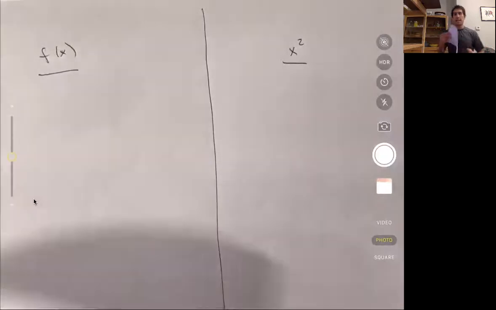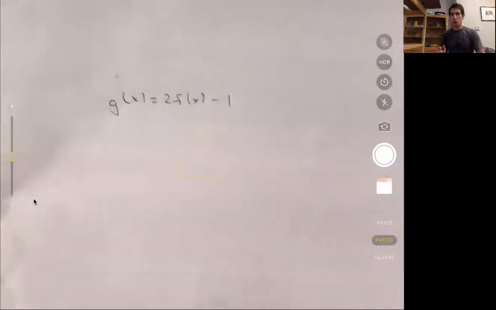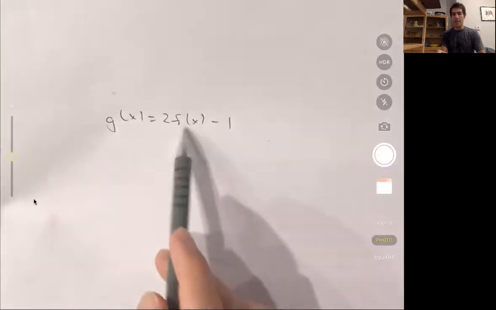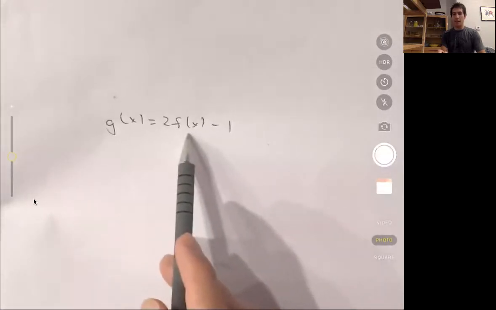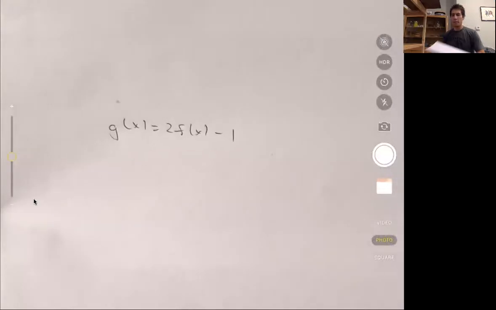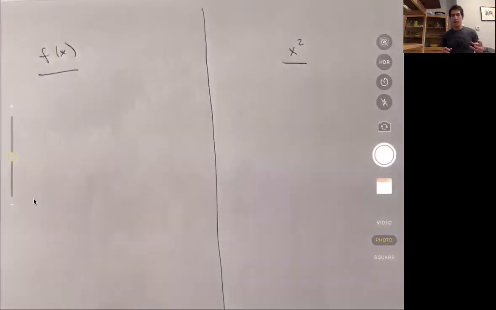So if I'm creating a function, I need to tell you what the rule is. Like in this example, the rule was I'll take my input, I'll evaluate f at that input, and then I'll double it and subtract 1. So that was the rule. For this example, the rule is going to be the definition of the derivative. So I need to tell you if I give you an input x, then I need to do some rule to it. The rule is going to be to take the derivative, and that's going to give me an output, right?